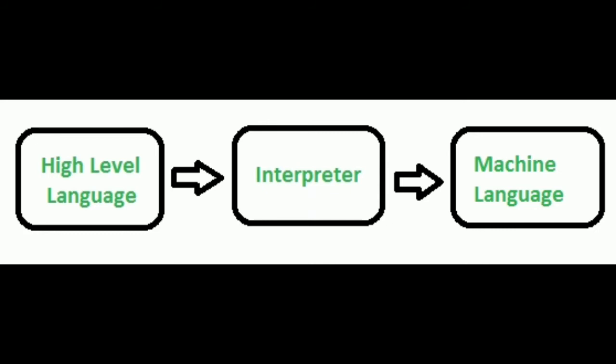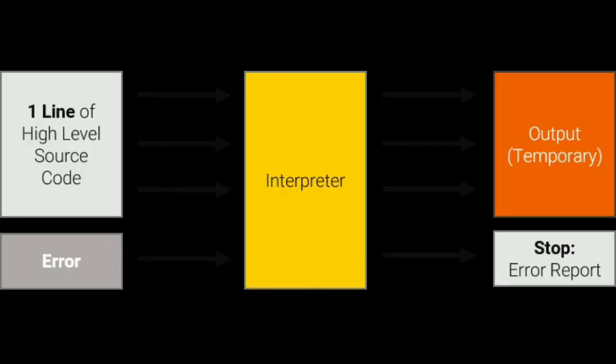An interpreter is a translator that is used for translating a program written in a high-level language into a machine language. The specialty of an interpreter is that it translates only one line of a program at a time, and it will report the error once it has been encountered. See in this picture, the first line of the source code is being taken by the interpreter, and the interpreter will translate it into machine language.